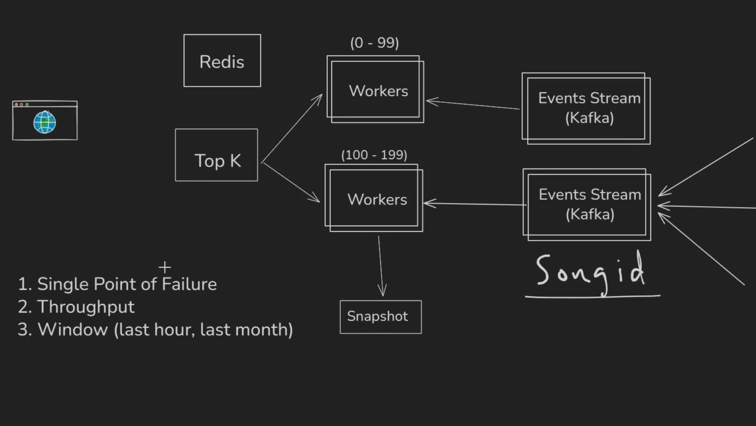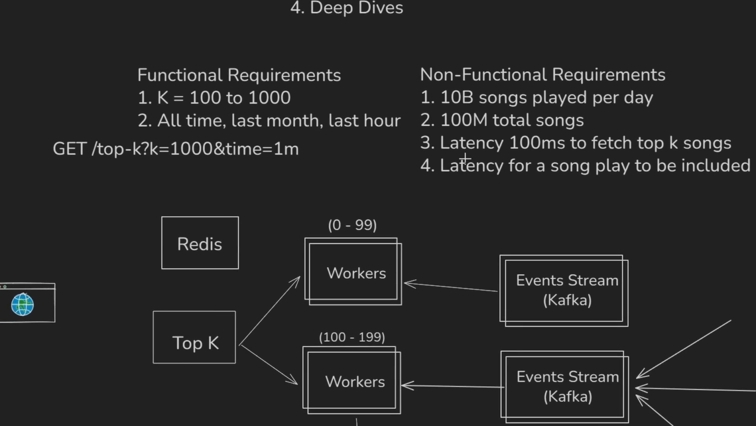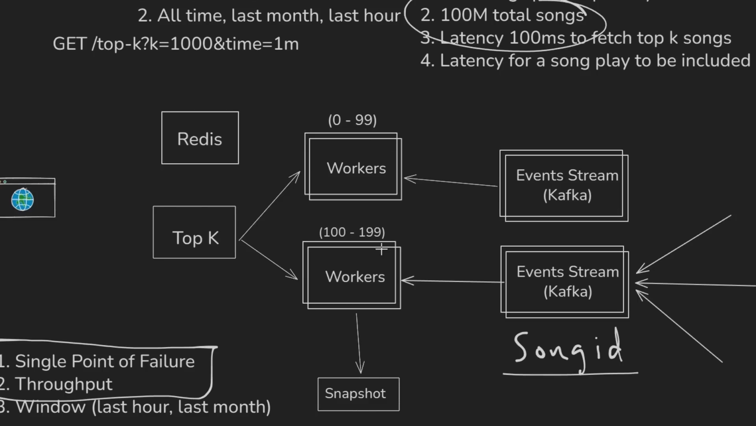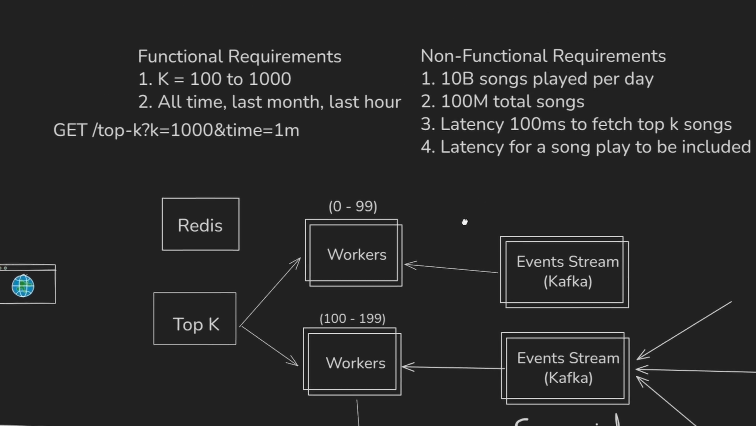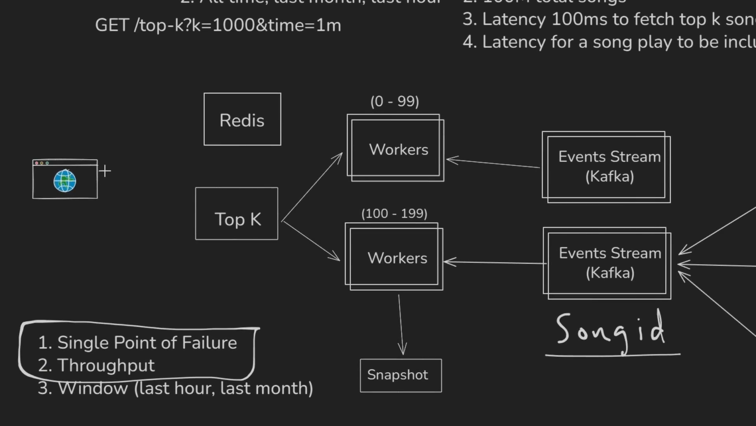So we've actually covered pretty much everything when it comes to the non-functional requirements. We're able to handle the throughput. We have a large number of songs, which is fine. We can partition to handle that. The latency should be relatively low, just because the client is going to be reading from Redis, and that's going to be pretty fast. And we're updating Redis in real time.